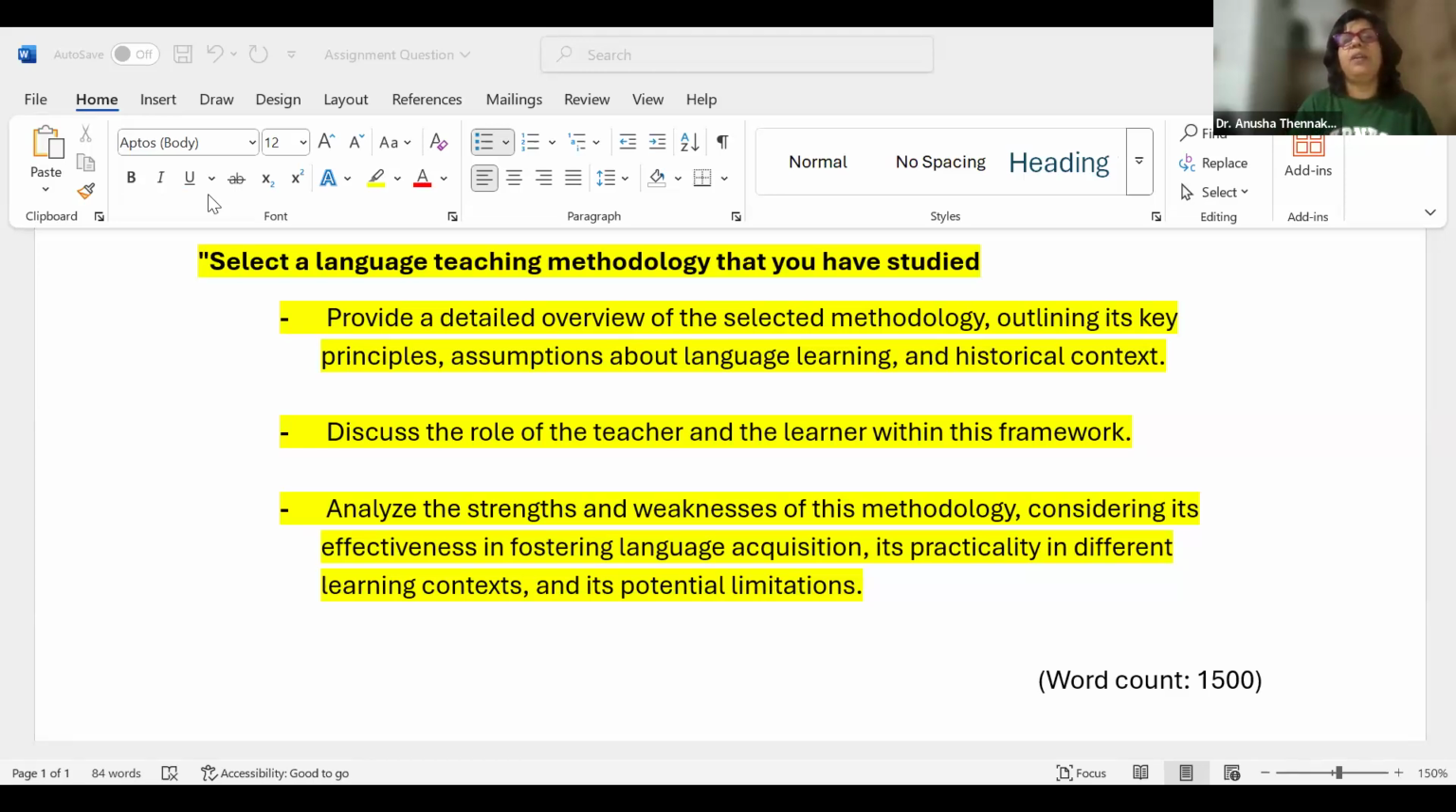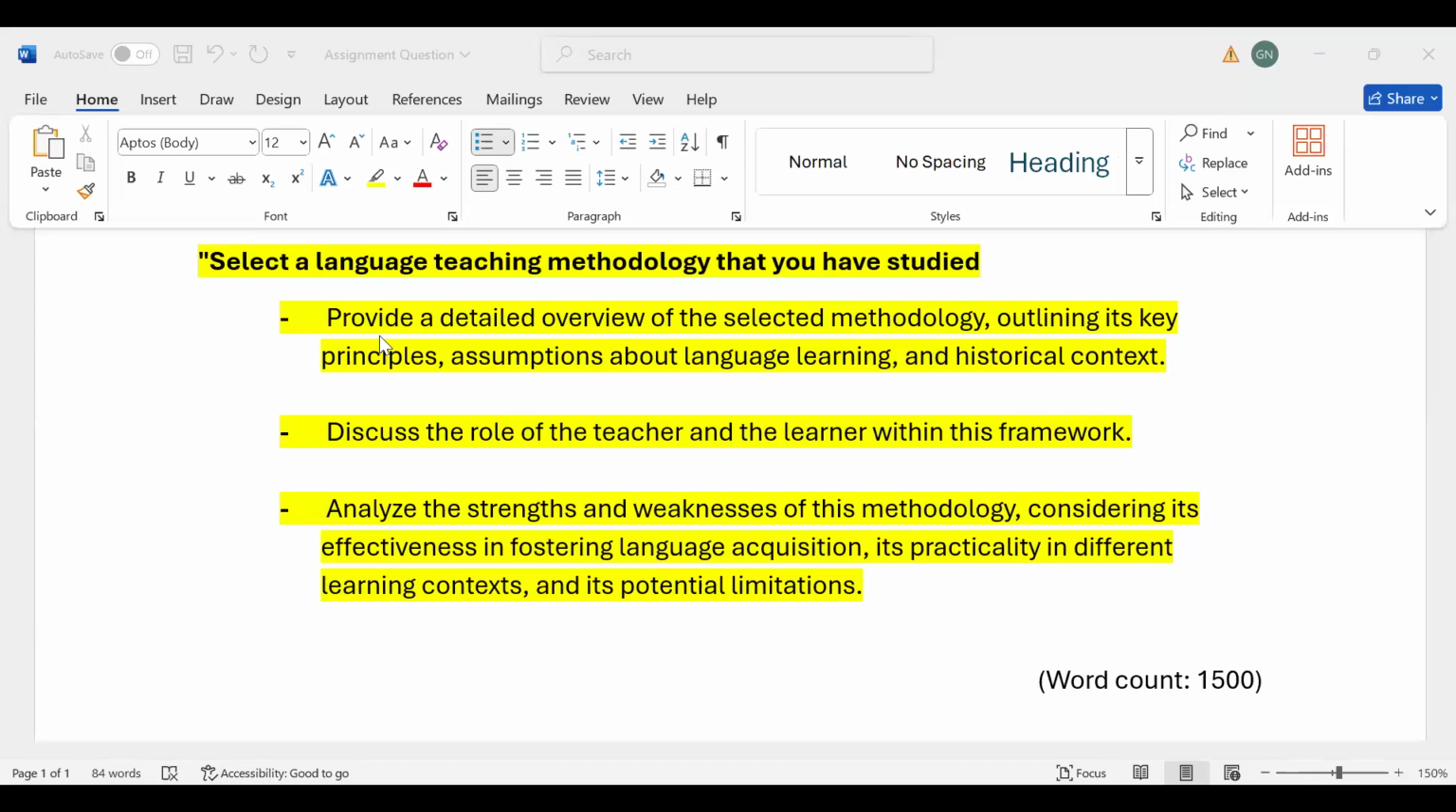And discuss the role of the teacher and the learner within this framework. We have discussed that also. And then analyze the strengths and weaknesses of this methodology, considering its effectiveness in fostering language acquisition, its practicality in different learning contexts, and its potential limitations. Just see whether you can answer it or not.